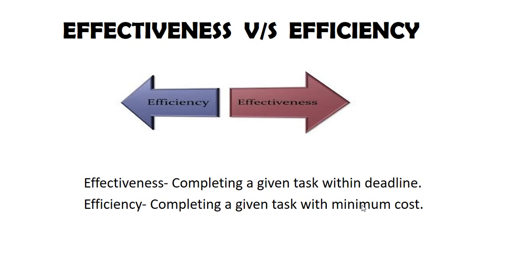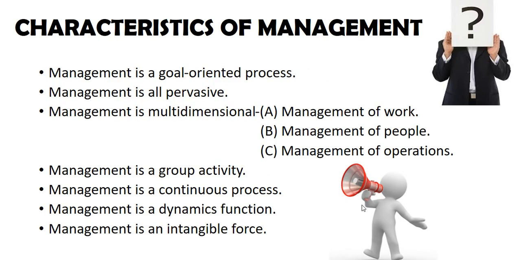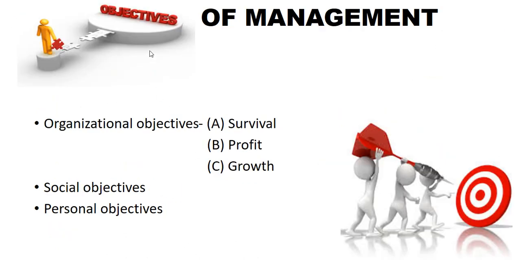Now in the next discussion, I'll be discussing the characteristics of management, where I'll brief you on points like management is a goal oriented process, management is all pervasive, management is multidimensional, in which management of work, management of people, management of operations. Now the next one, that is management is a group activity, management is a continuous process, management is a dynamic function, and management is an intangible force. We'll also cover the objectives of management. Organizational objectives like survival, profit, growth, social objective, and personal objective.